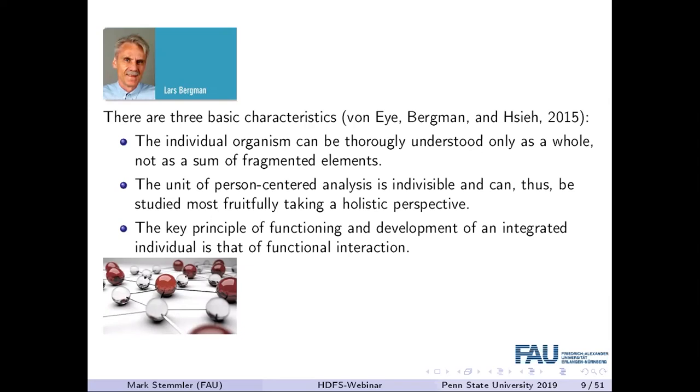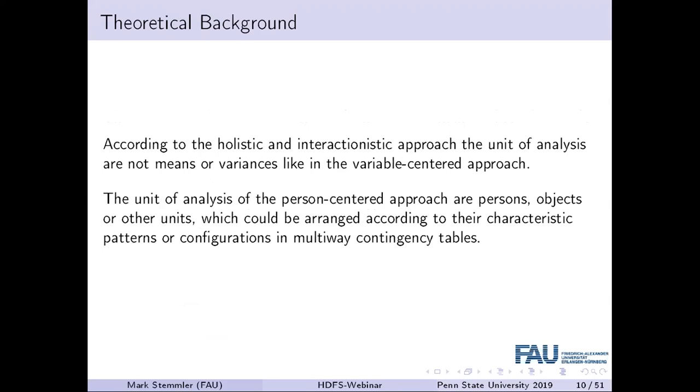David Magnusson. So what are the consequences of such a, let's say, holistic and interactionist approach? We don't analyze means or variances like in the variable-centered approach. The units of analysis are persons, animals, objects, or other units, and we call this the person-centered approach. And those objects, persons, animals can be arranged into a multi-way contingency table. And there we look for very interesting, significant patterns or configurations.